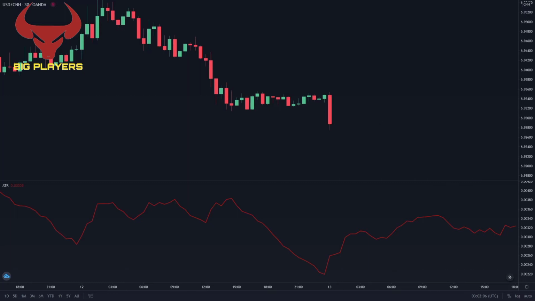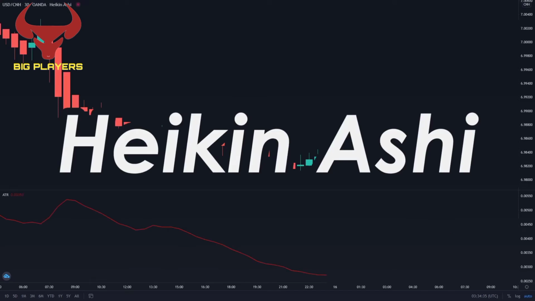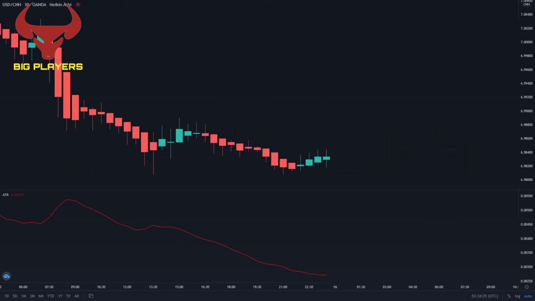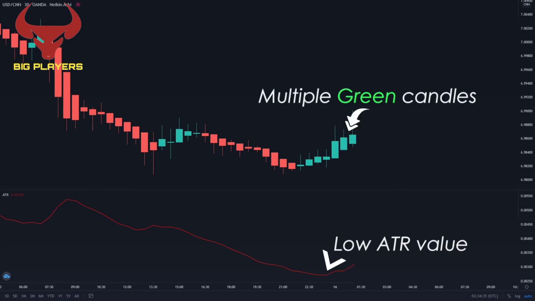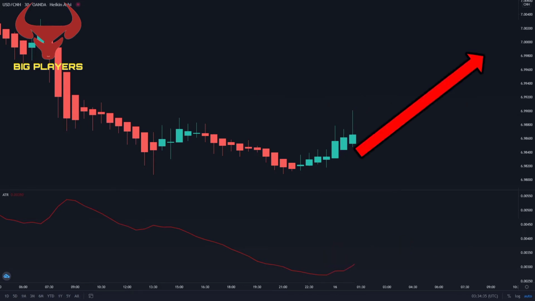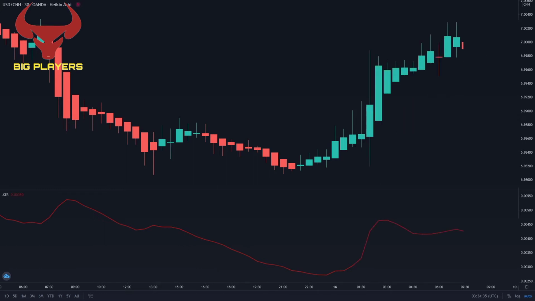There's actually a lot of ways you can do this, but my favorite method is using a trend indicator such as the Heikin Ashi. So you can see in this example, the ATR is at a relatively low value, and the Heikin Ashi displays multiple green candles, meaning that the breakout is most likely to happen in the upwards direction. And that's exactly what it did. It went upwards and you would have secured some profits.